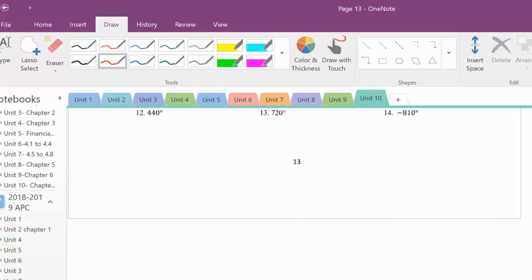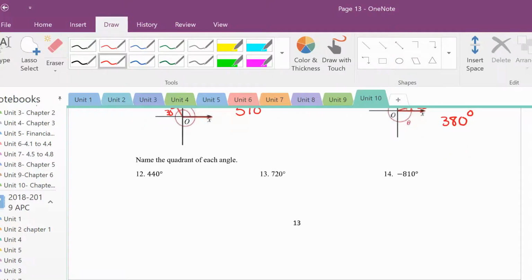Name the quadrant of this angle. Well, notice 440 minus 360, so one rotation would be here, and then 80 more would still be in the first quadrant, so it's quadrant 1. 720 is quadrantal, because 720 would just go around twice and line up on the line.